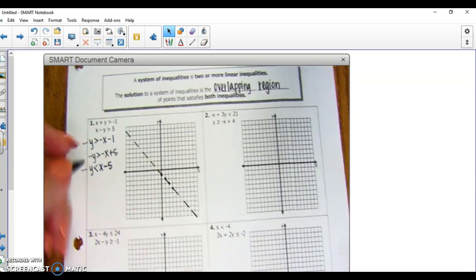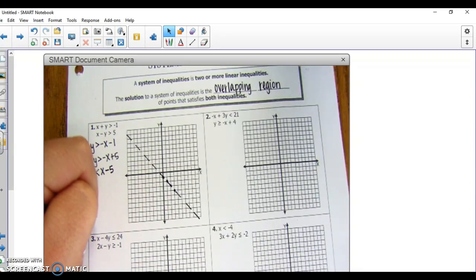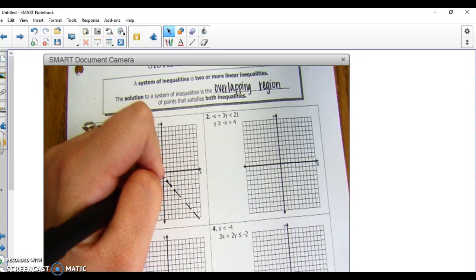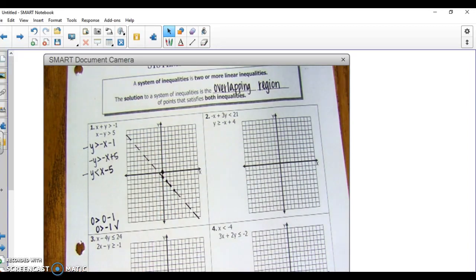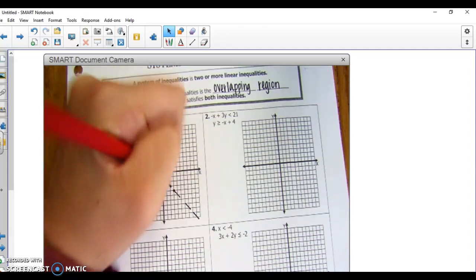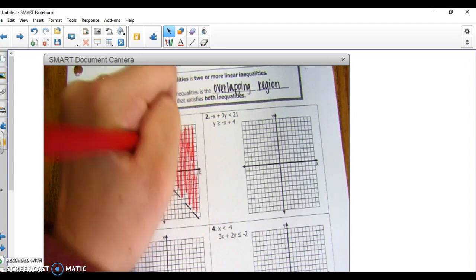So now I'm going to use my test point with that equation. So I'm going to plug in 0. So is 0 greater than 0 minus 1? So 0 greater than -1? Yes, it is. So that means that 0, 0 is in my shaded region. So I'm going to actually take a colored pencil and shade it in. So I'm going to use red to shade in my solution for that equation.